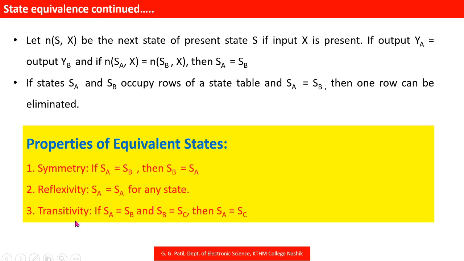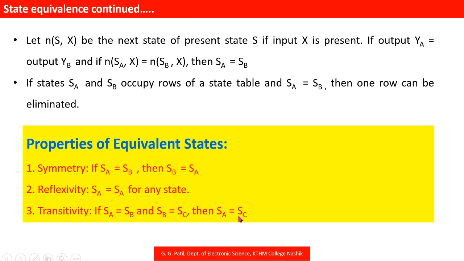And the third is transitivity. If state SA is equivalent to state SB and state SB is equivalent to state SC, then state SA is equivalent to SC. That is, if the first state is equivalent to the second state and the second is equivalent to the third state, then the first state is equivalent to the third state.